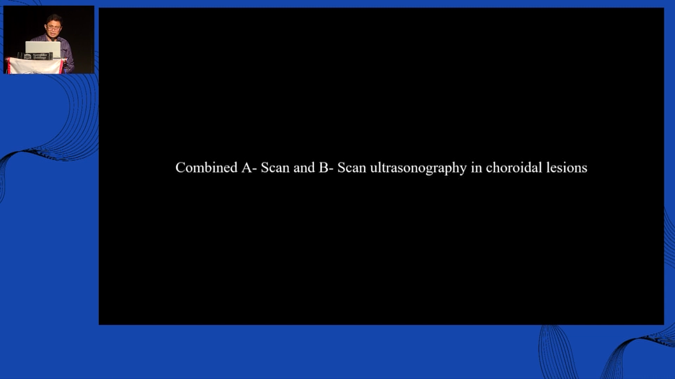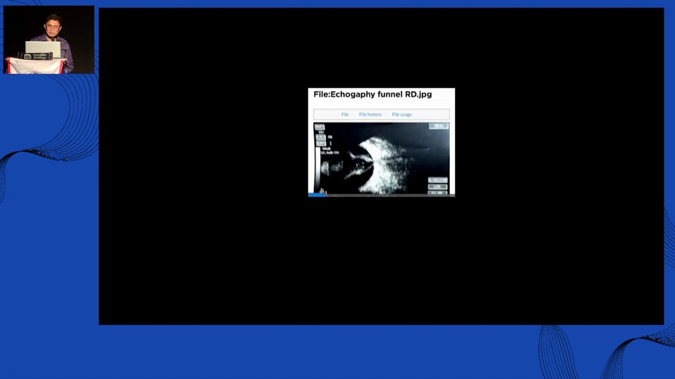So as I said, combined A scans and B scan would help a lot in diagnosing lesions. Now, this is a RD. Usually the reflectance is very high, so you can increase the gain to around 80 or 100, and you will see the funnel shaped lesion. Sorry about the quality of the image. Then you reduce the gain, around 60, 30, 40.